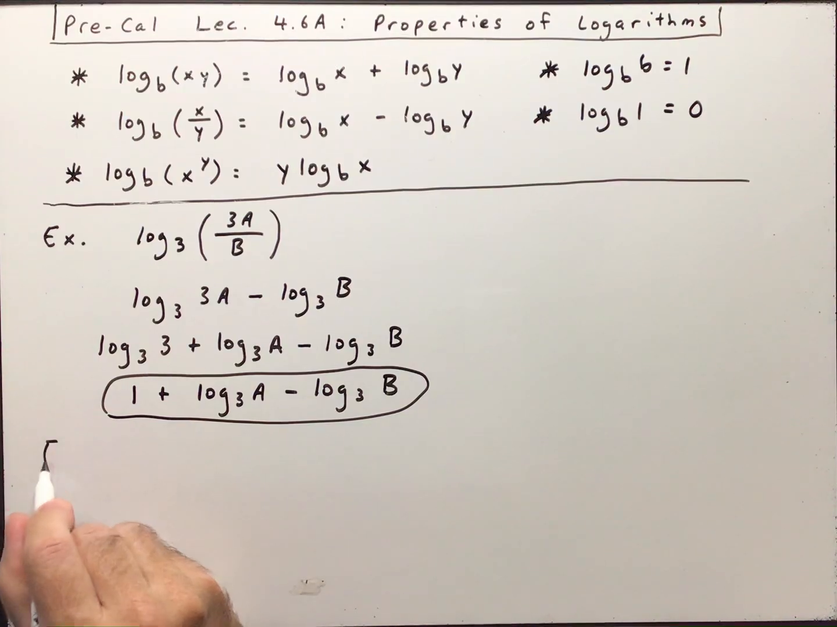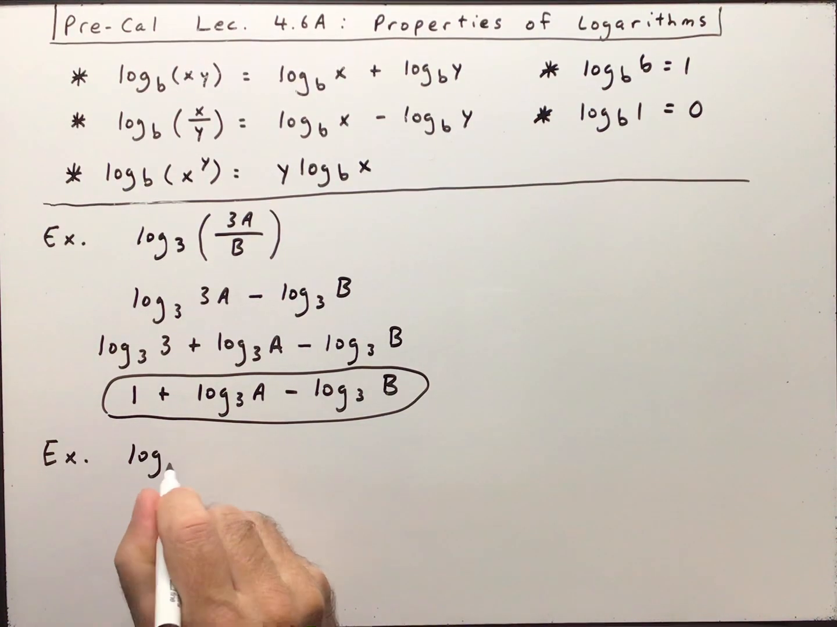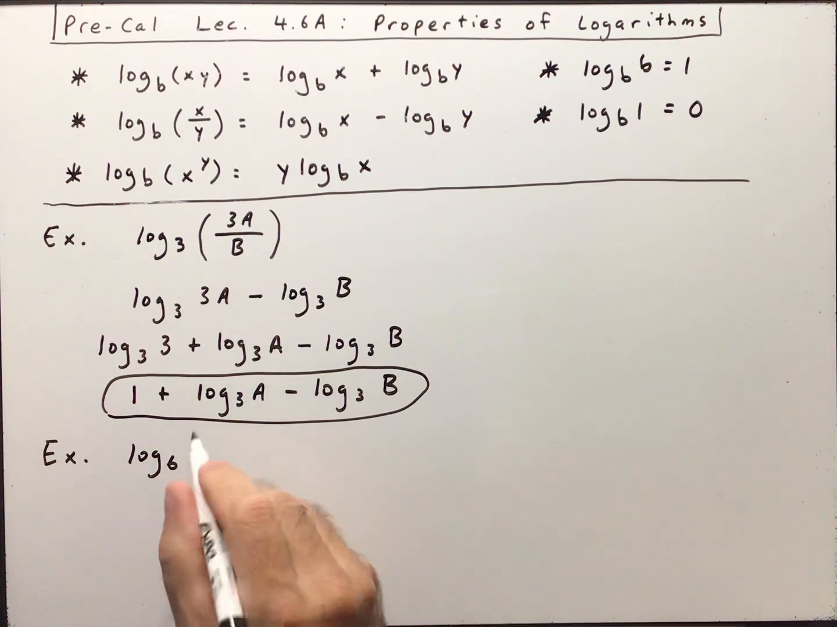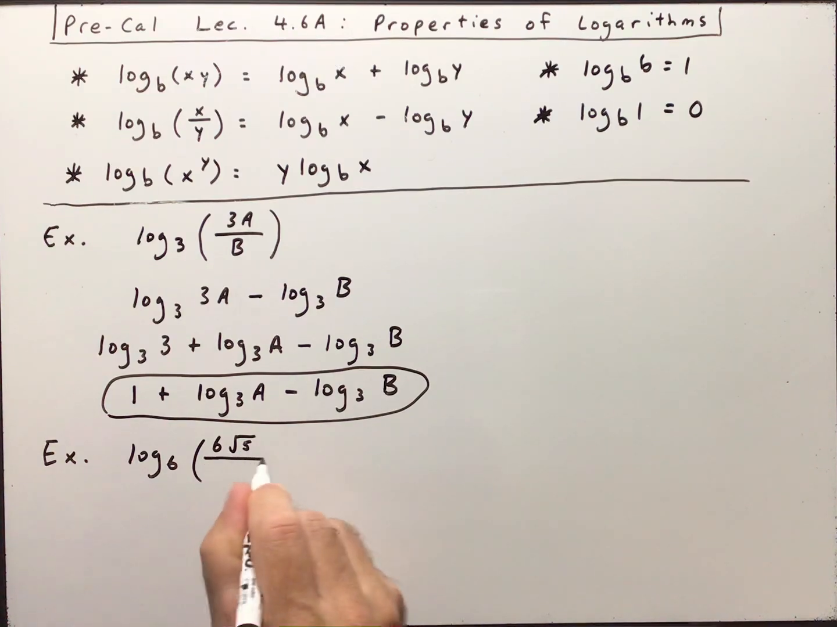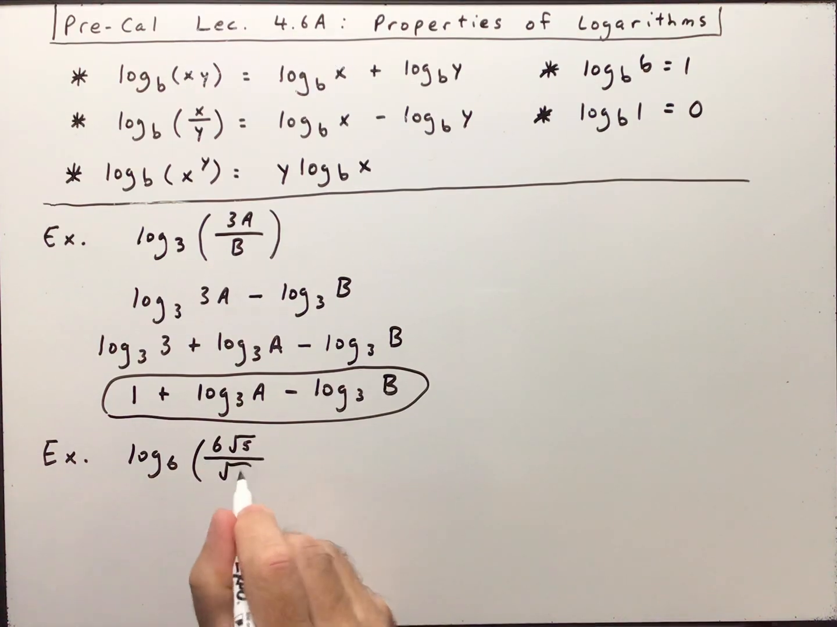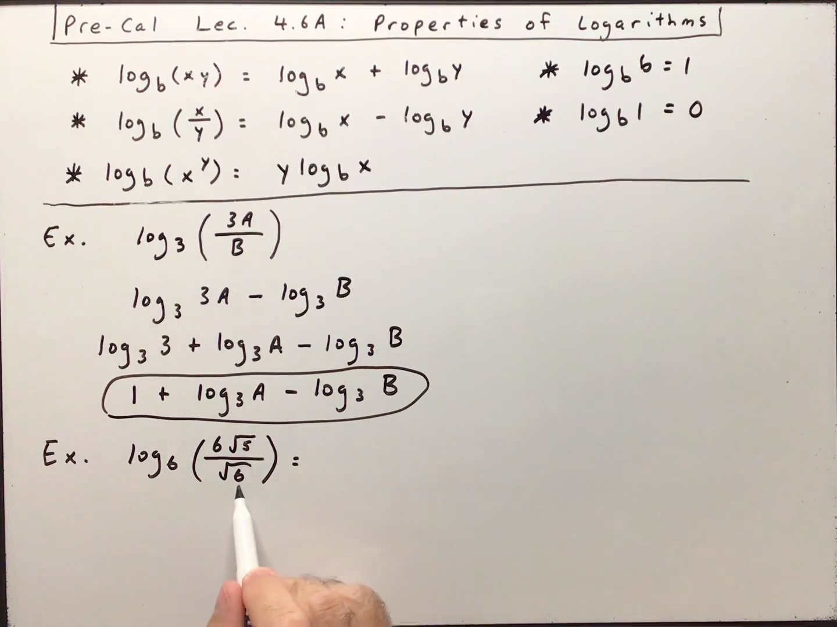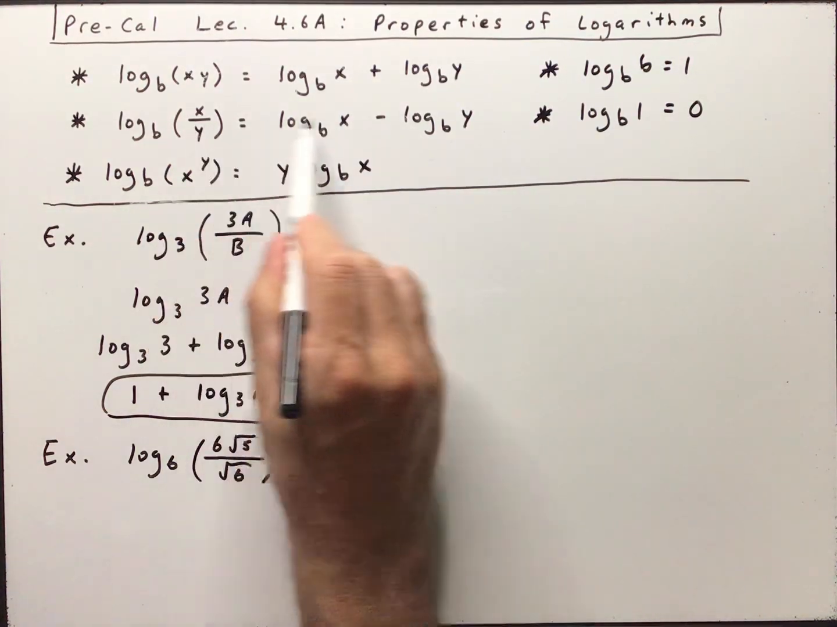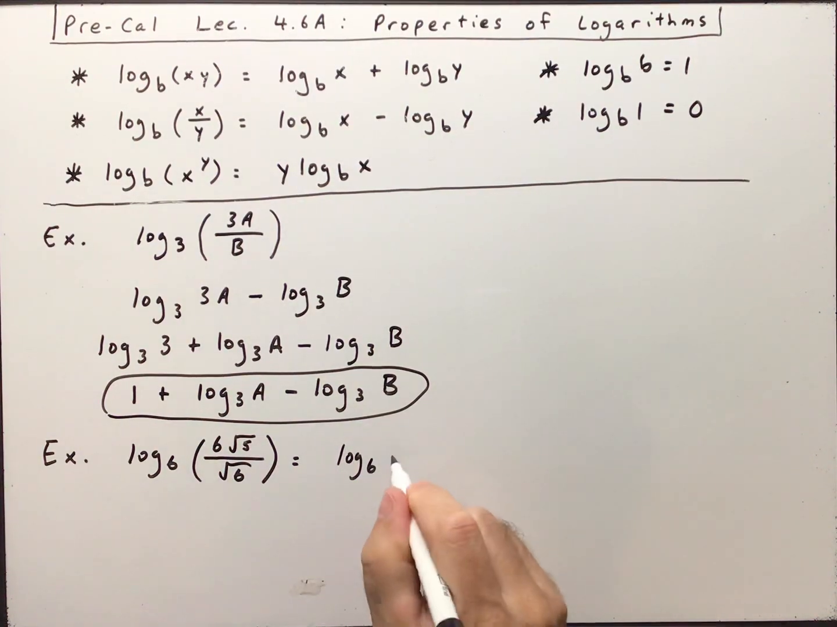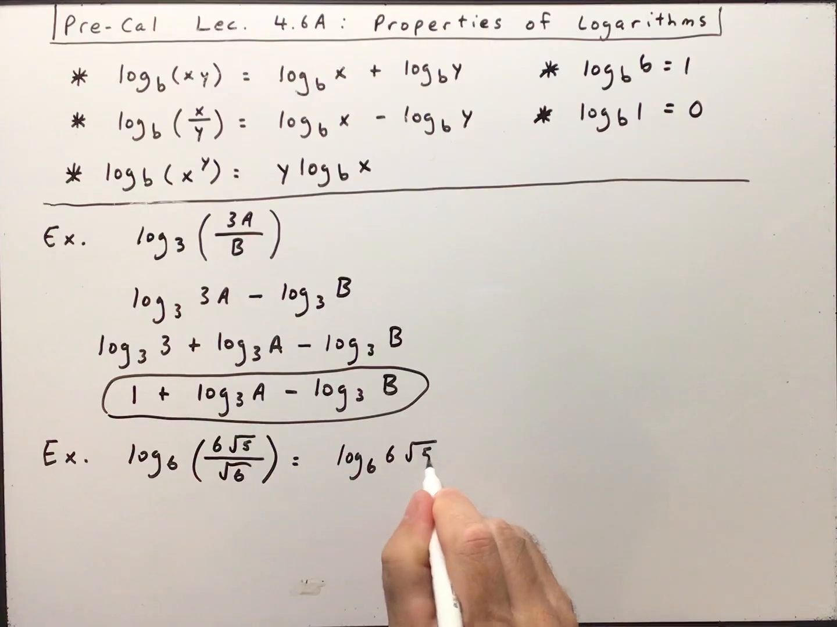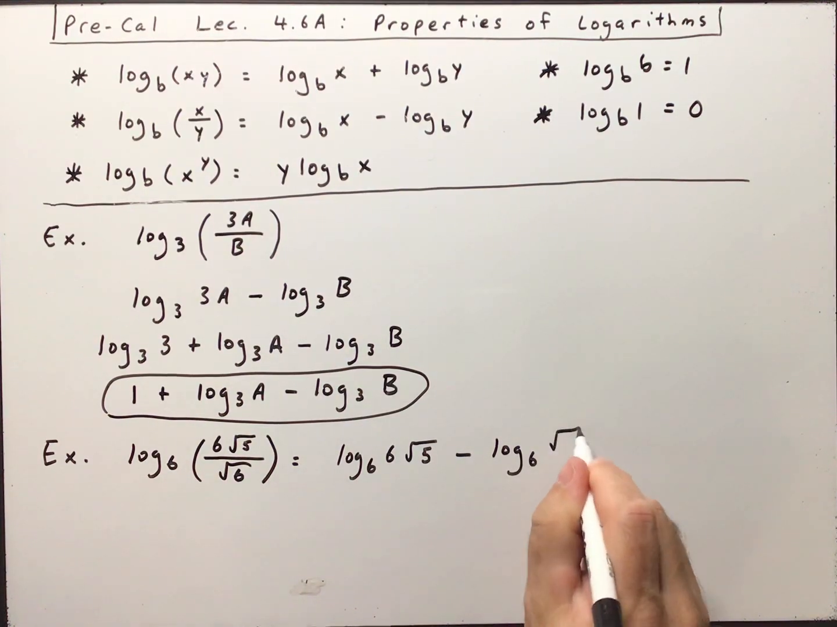Okay, next one on the page. We've got log base 6 of 6 times the square root of 5 over the square root of 6. Okay, first of all, this is a quotient right here. So let's do a subtraction first. That's going to be log base 6 of 6 times the square root of 5 minus log base 6 of the square root of 6.